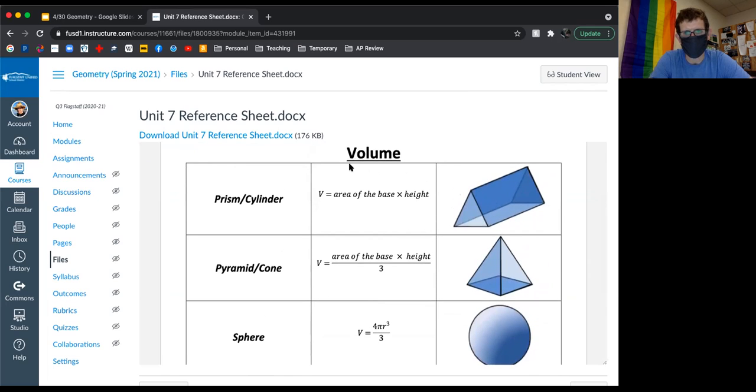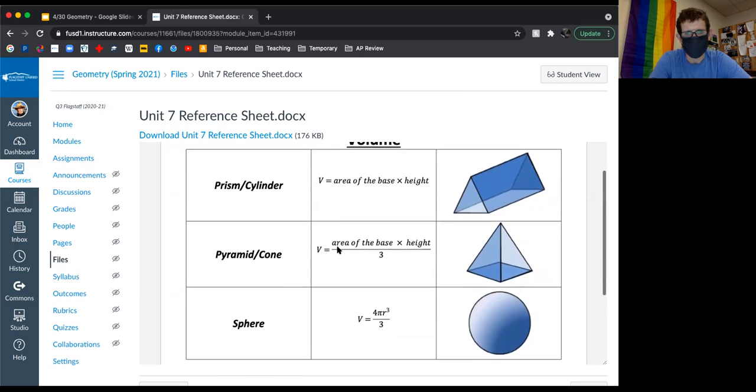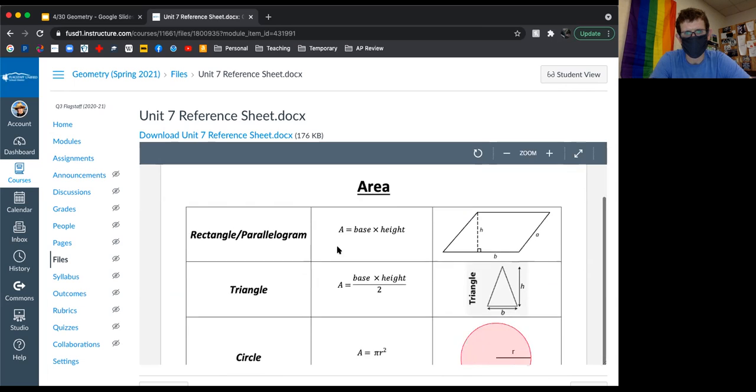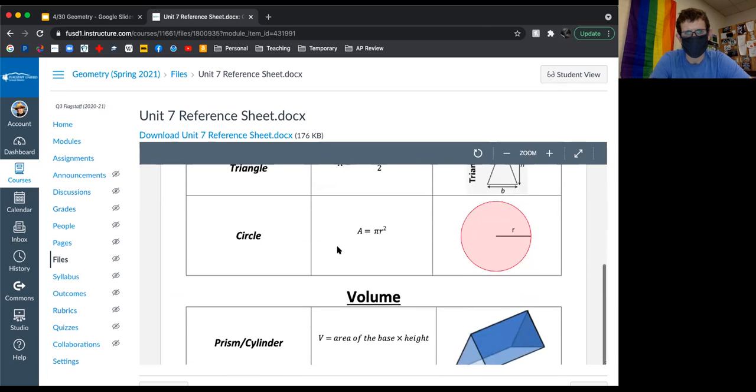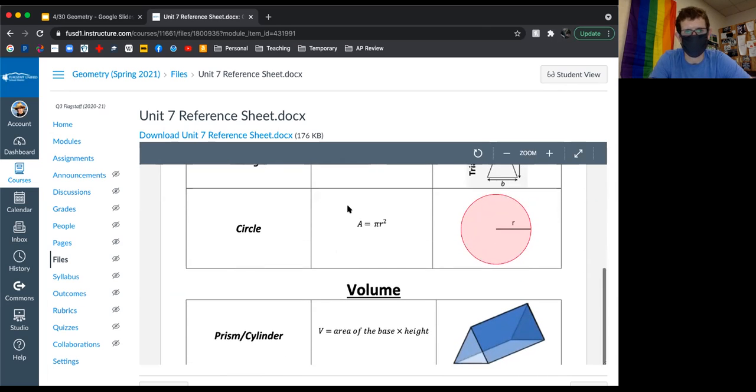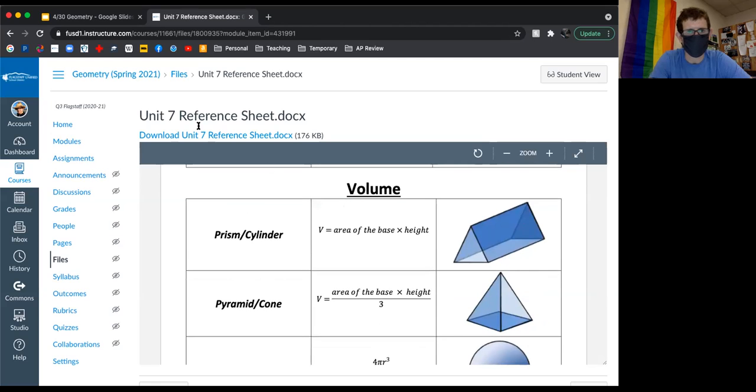Now we're going to be learning volume. We have some new formulas, and we're only going to be learning the volume of prisms/cylinders, pyramids and cones, and spheres. You can actually see the formula right here that we're going to be using today. So there are 6 formulas you need to know. In a typical year, we would learn more, but shortened school year, weird year. So we're just going to go with these 6 formulas, and we'll see how we can use those together.